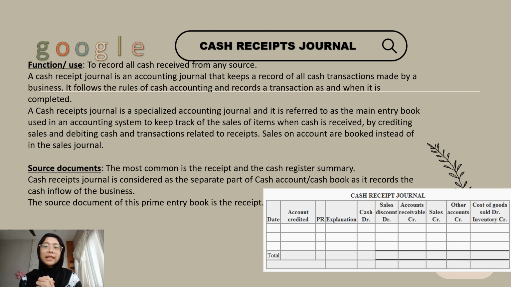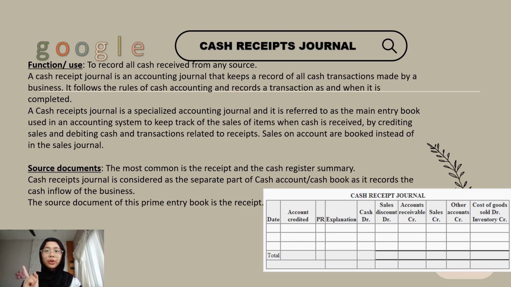A cash receipt journal is an accounting journal that keeps a record of all transactions made by a business. It follows the rules of cash accounting and records a transaction as and when it is complete. A cash receipt journal is a specialized accounting journal, and it is referred to as the main entry book used in an accounting system to keep track of the sales of items when cash is received, by crediting sales and debiting cash and transactions related to receipts. Sales on account are booked instead of in the sales journal.